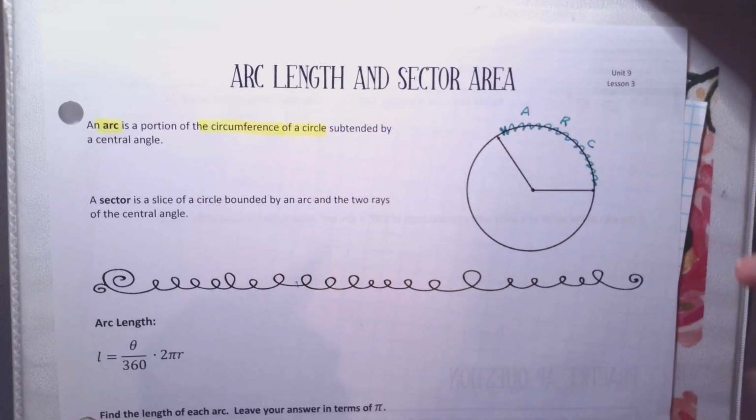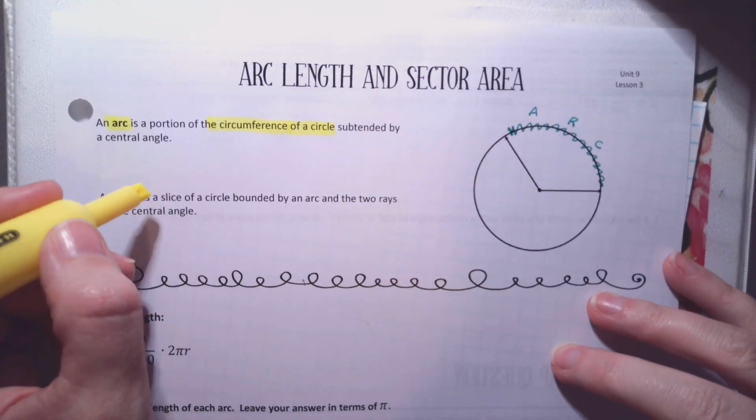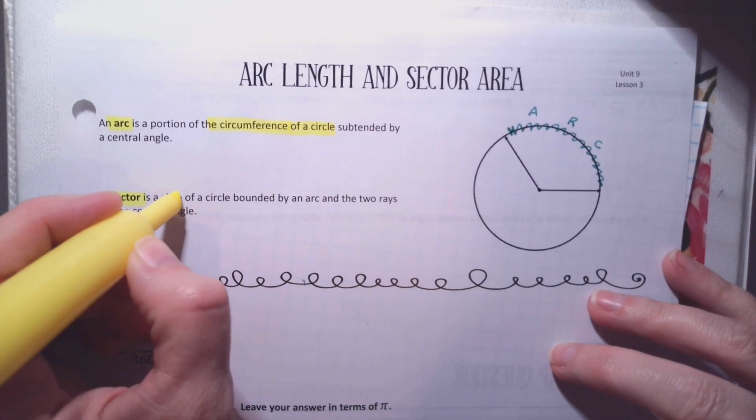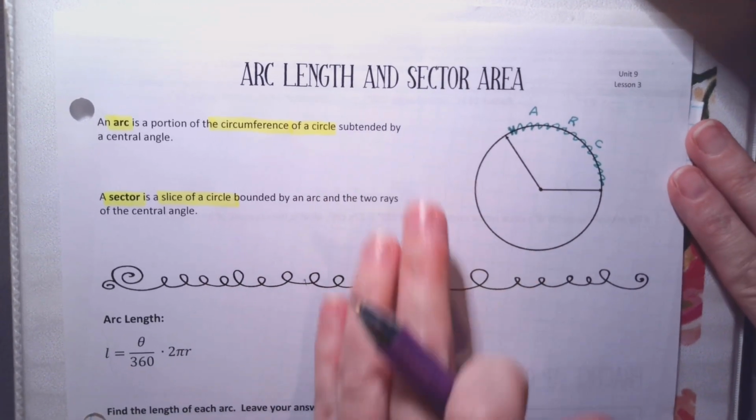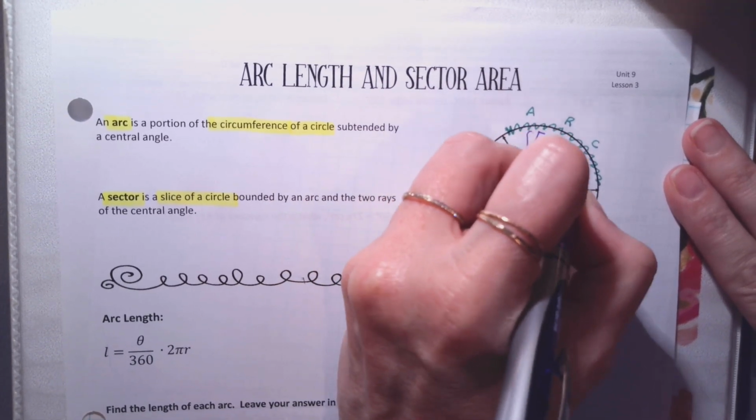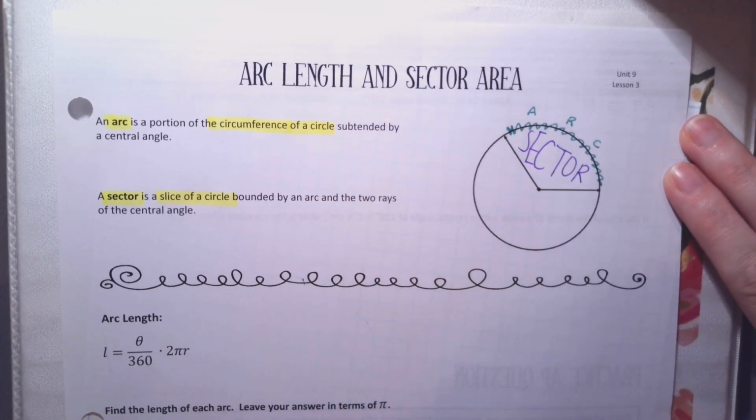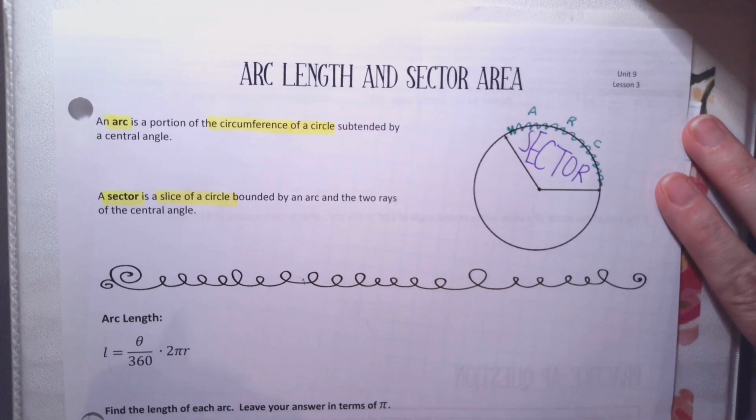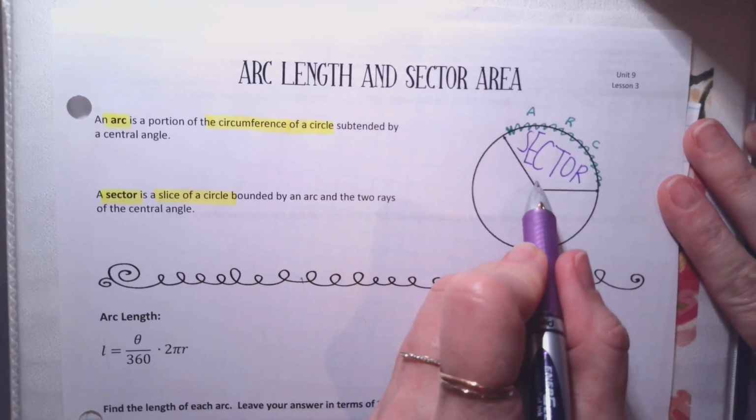This is an arc. And then the other new word, a sector, is a slice of a circle that's bounded by an arc and the two rays of the central angle. So the sector is actually the inside part. It's kind of like a slice of cake if you think about it. This part right here would be the sector. And because it's a two-dimensional space, that's why we can find the area of it. And notice it says it's bounded by the arc and the two rays that come out of that central angle here.